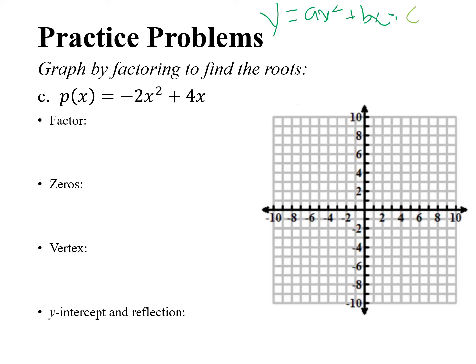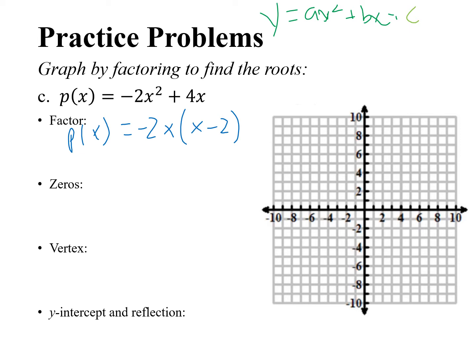What I need to do when I see this is use the idea of greatest common factor factoring, because I want the coefficient in front of my x squared to be a 1, and it's currently a -2. But I know that I can take a -2 out of each piece. So I can take a -2x out of each piece, and I'm left with x minus 2. If I expand this back out using that greatest common factor, I wind up with my original function of -2x squared plus 4x. Be careful with your positives and negatives here.